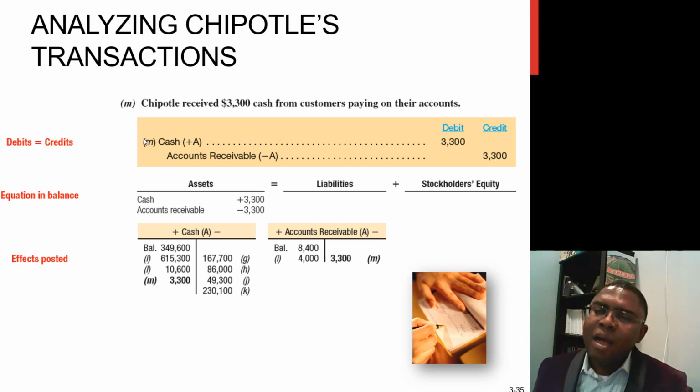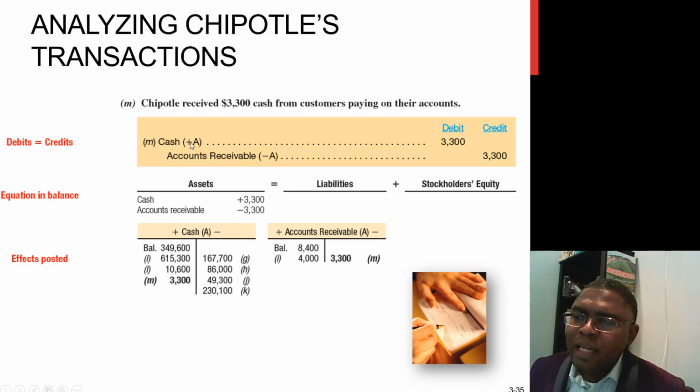So when the customers now make payment, cash is coming in. Cash is an asset, so it is recorded on the debit side, 3,300. Accounts receivable is going to reduce, is going down. Accounts receivable is an asset. Asset is going down. That transaction is recorded on the credit side. Now we ensure that the balance sheet equation balances, and then we post these journal entries to the respective T accounts.